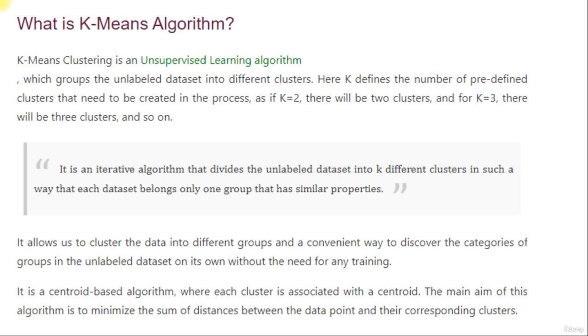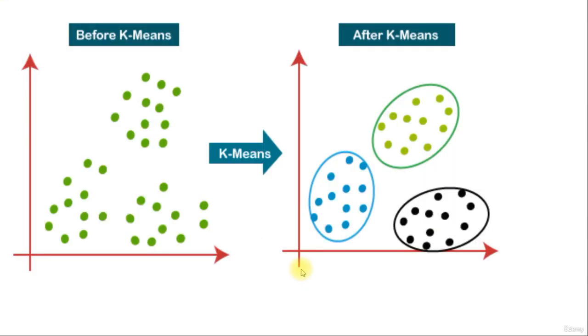So it is a centroid based algorithm where each cluster is associated with a centroid. The main aim of this algorithm is to minimize the sum of distances between the data points and their corresponding clusters. So this is the graphical representation of the k-means algorithm.